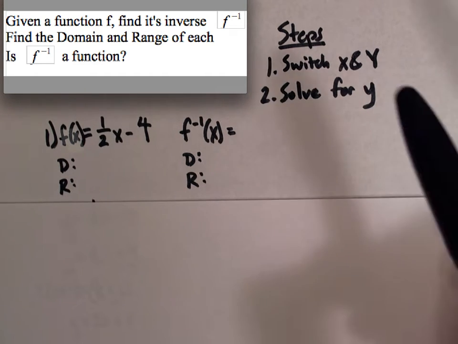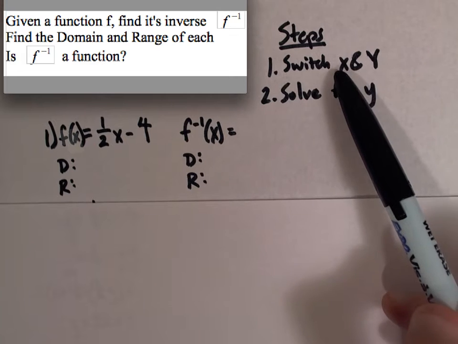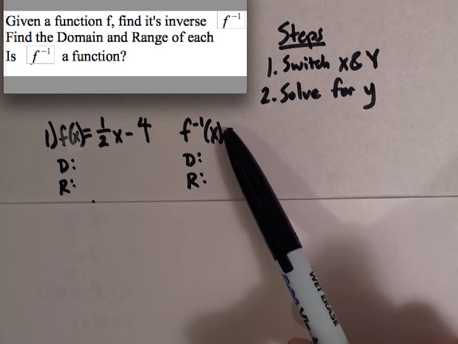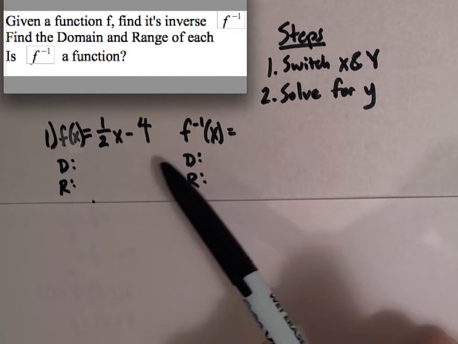Remember our steps: we're going to switch x and y. Remember, the domain becomes the range, and the range becomes the domain. And then we'll just solve for y to get our inverse. We're going to fill this in at the end, and we'll get the domain and range of each.